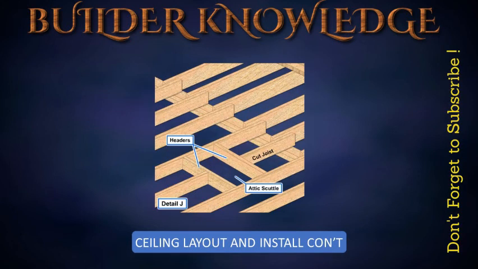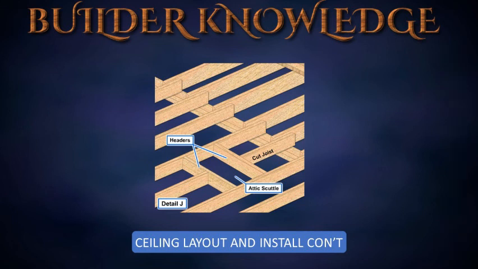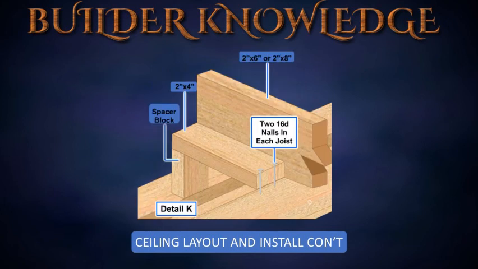Cut out and frame the attic scuttle. Reminder, if the attic scuttle is greater than 3 square feet, the headers and joists must be doubled. Place strong backs at the center of the spans. Nail the strong back to the edge of a 2-inch by 4-inch board with 16D nails at 16 inches on center. Then drive two 16D nails through the 2-inch by 4-inch board into the top of each joist.